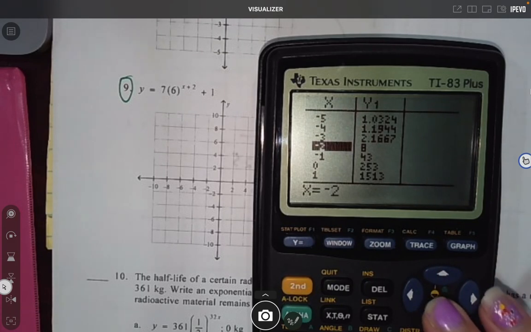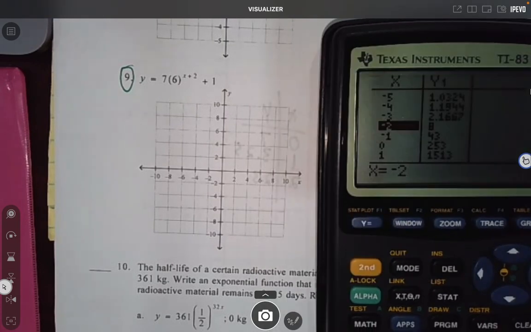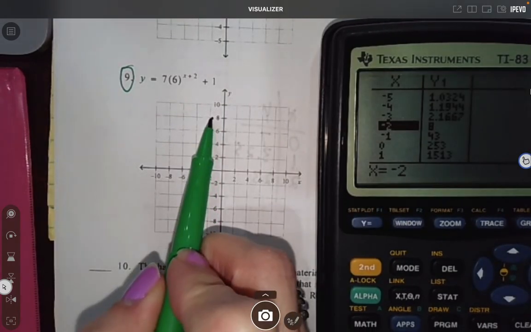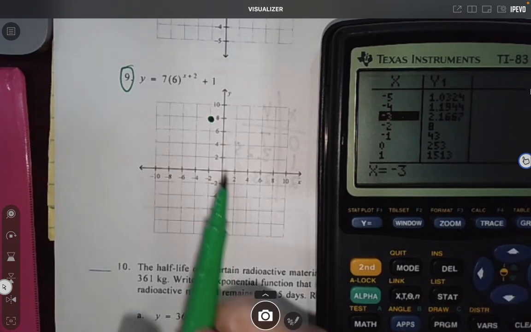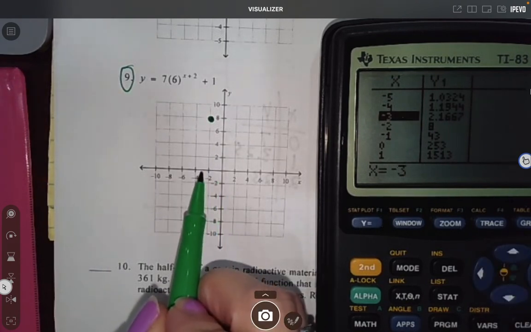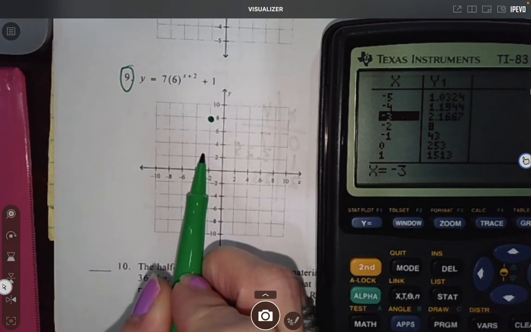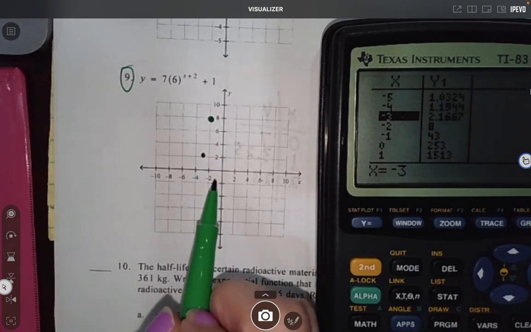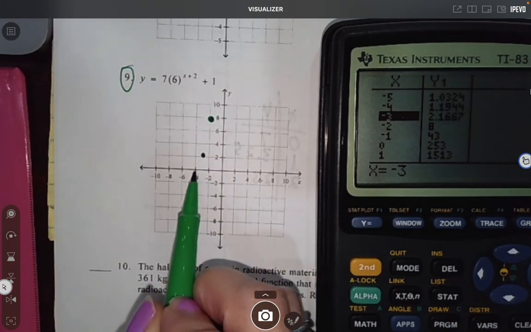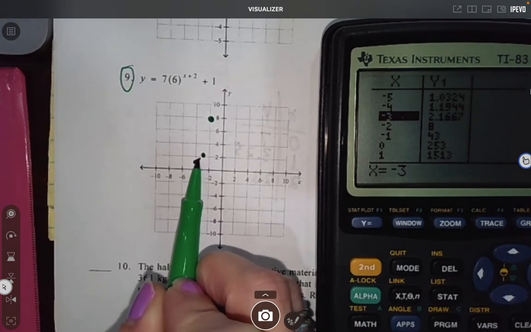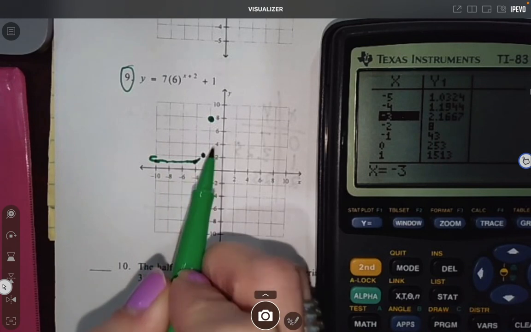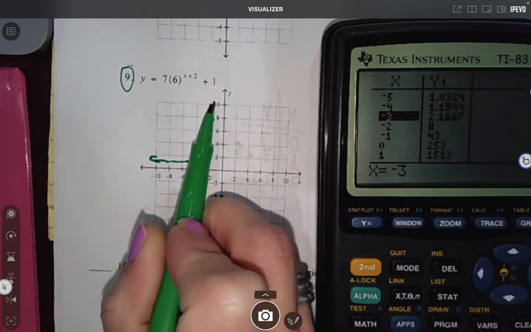Let me do -2, 8. And they're counting by 2s on my little table. So I'm going to go -2 and up 8. And then I'll go with -3 and up a little over 2. And then I'm going to go to -4 and up a little over 1. And it looks like it's leveling out at 1, right? Remember we said it would because of that plus 1?